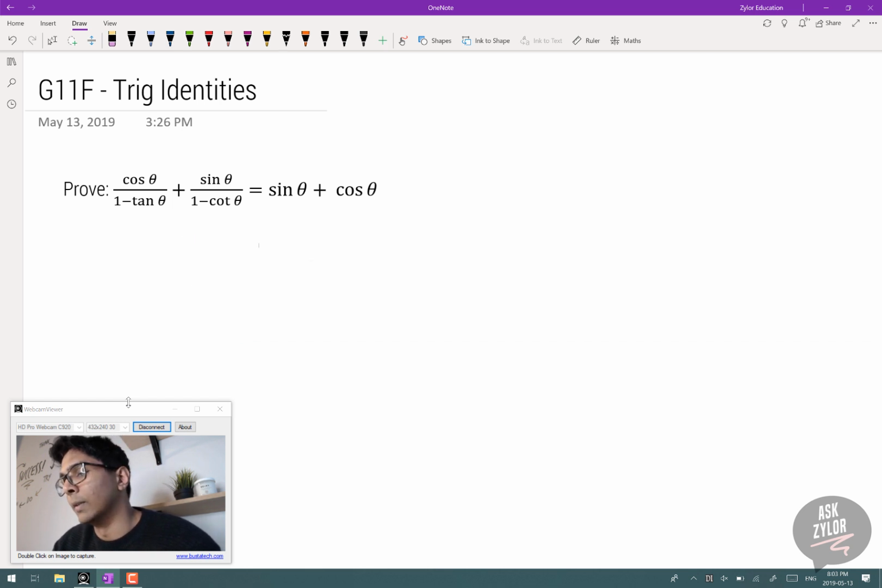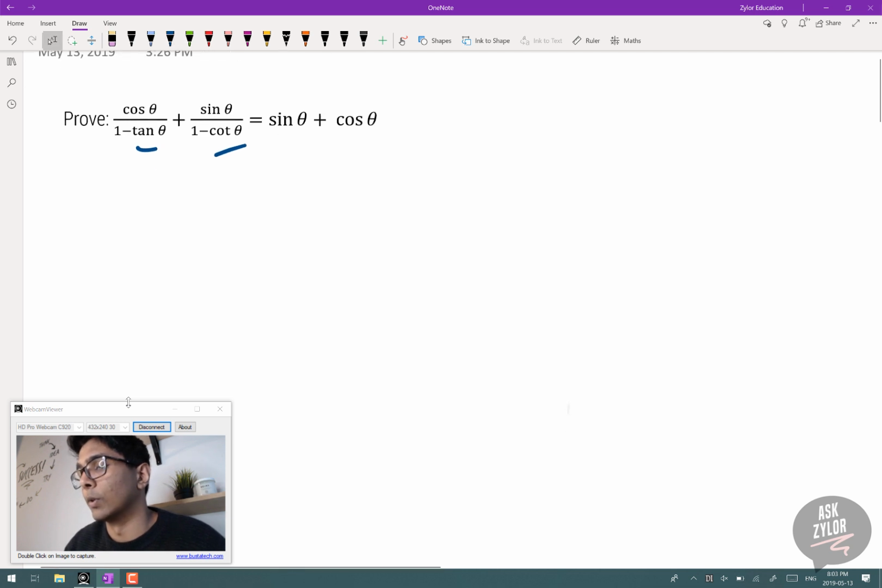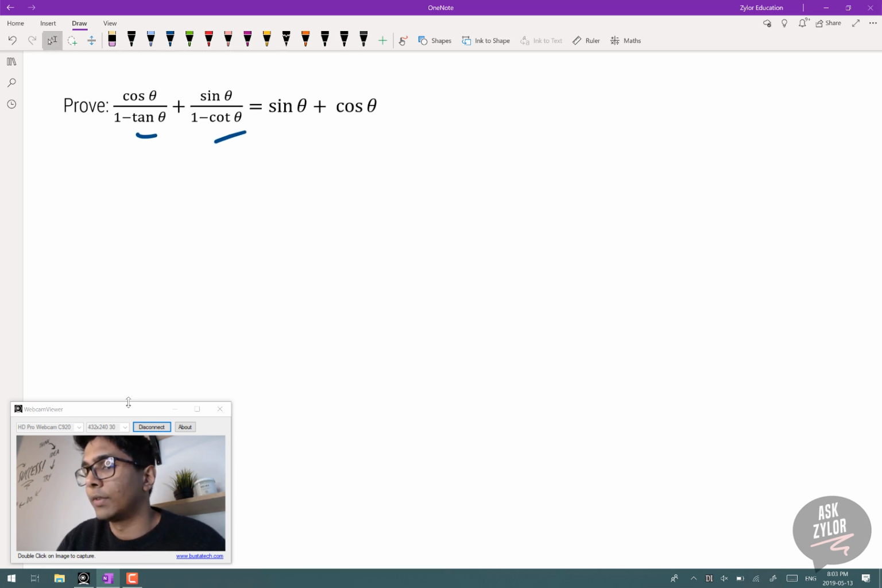Another thing is that if we have tan, always convert that into sine and cos. So try to convert them into the primary trig ratios. So tan, I'm going to convert that into sine and cos. Cotangent, I'm going to convert that into sine and cos as well. So let's get started with the left side.